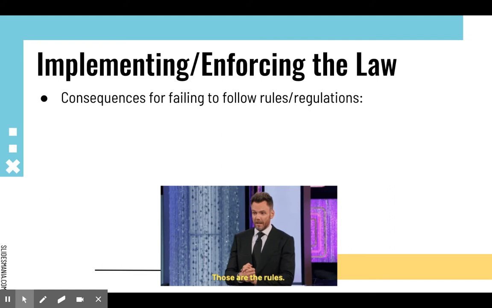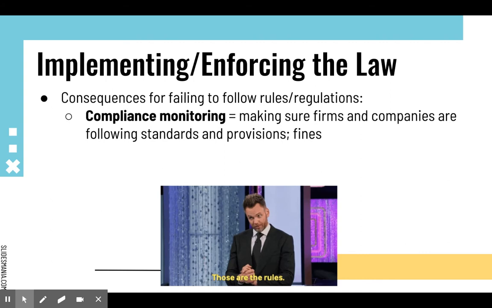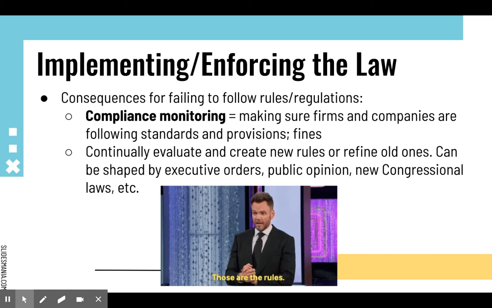Consequences exist for failing to follow rules and regulations. And the biggest example of this is compliance monitoring. I've mentioned my father-in-law before. This is what he did for the Ohio EPA. His responsibility was to make sure that firms and companies are following the standards and provisions set by the bureaucratic agency. If they don't, there are fines involved. So compliance monitoring involves collecting evidence, documenting compliance or non-compliance, maybe testifying in court, for example, if the company or firm is not abiding by the regulation.